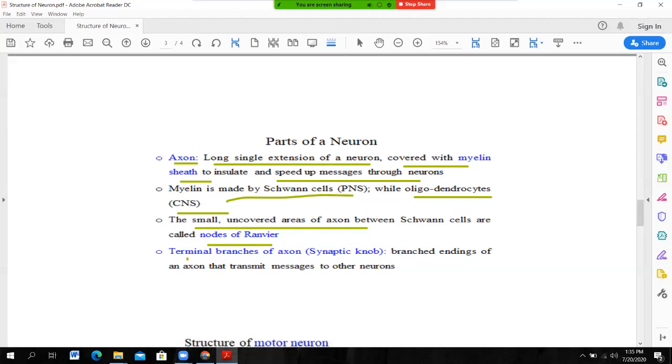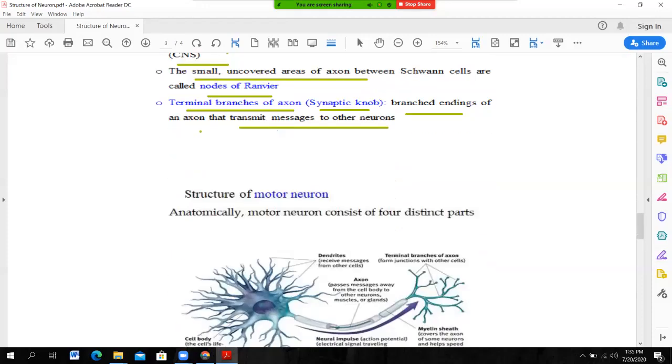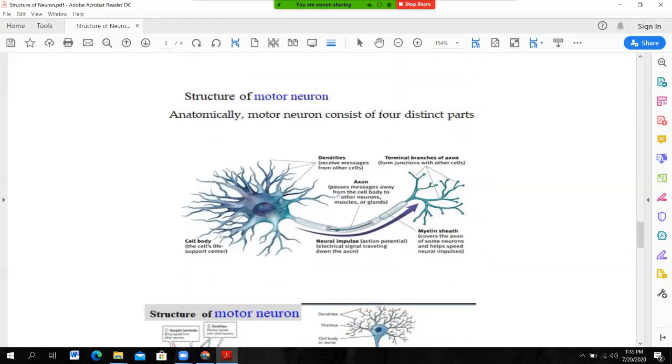The last part of the neuron is the terminal branch of axon. This is called the synaptic knob. This is actually the branch ending of the axon, and the function of this synaptic knob is to transmit messages to other neuron. The synaptic knob consists of synaptic vesicle, and the synaptic vesicle also contain neurotransmitter, and that neurotransmitter transmit information to the adjacent neuron. This is actually the structure of a motor neuron.